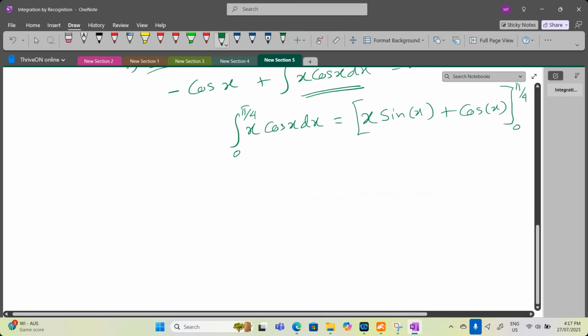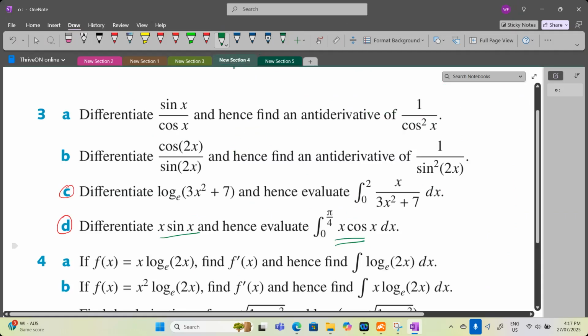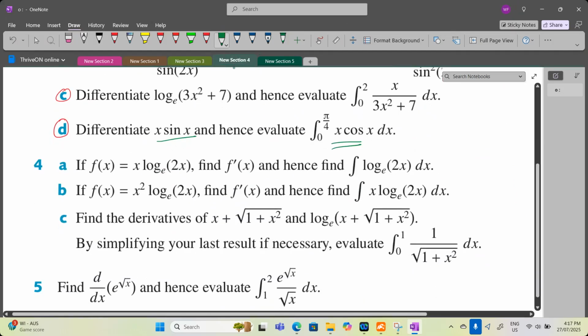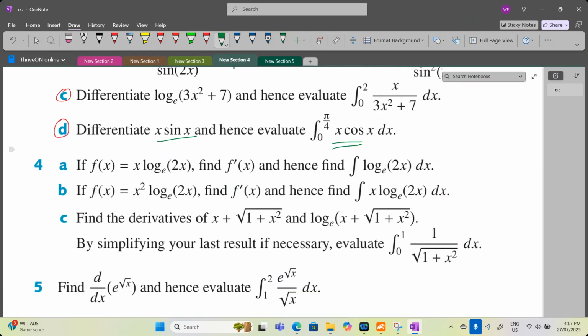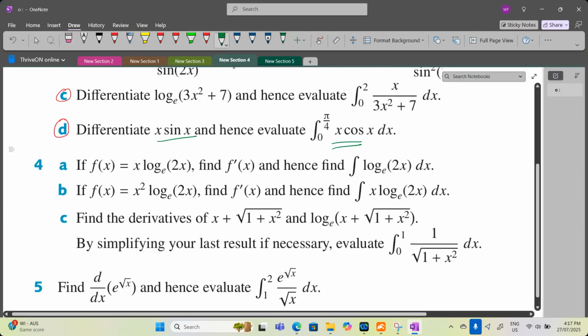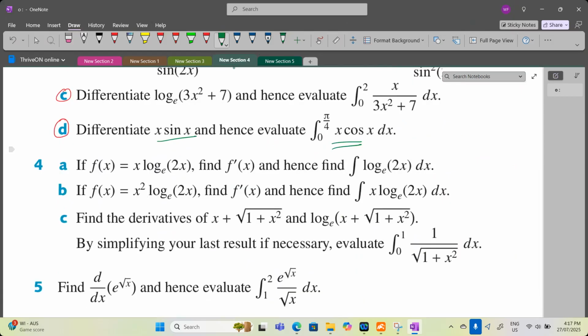I'll get another example. Same, x log e 2x, and then you can find this one. Apply the same logic. It works the same way. I will do question 5 here. Derivative of e to the root x.